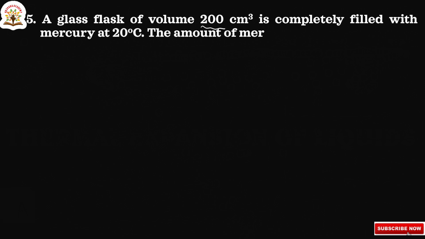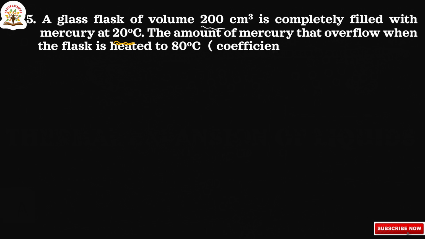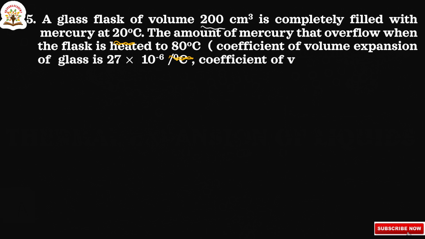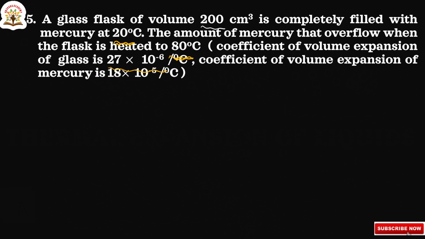A glass flask of volume 200 cm³ is completely filled with mercury at 20 °C. Find the amount of mercury that overflows when the flask is heated to 80 °C. The given coefficient of volume expansion of glass is 27 × 10⁻⁶ per °C, and the coefficient of volume expansion of mercury is 18 × 10⁻⁵ per °C. Okay, now let us go to the solution.